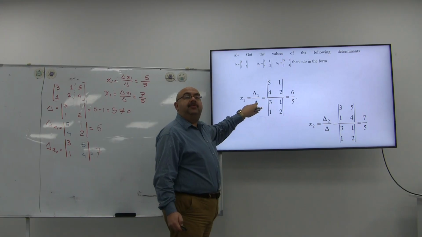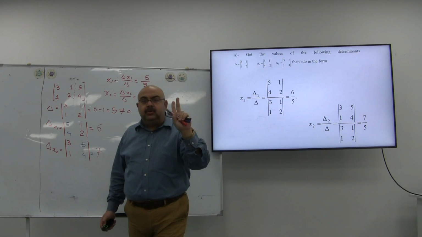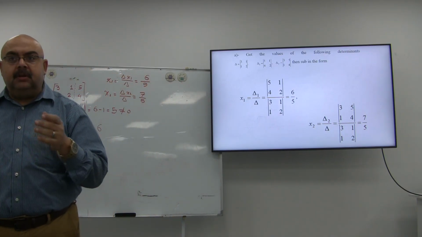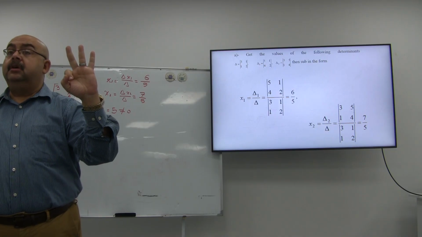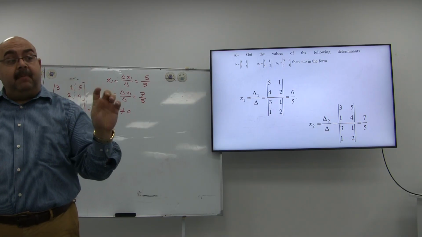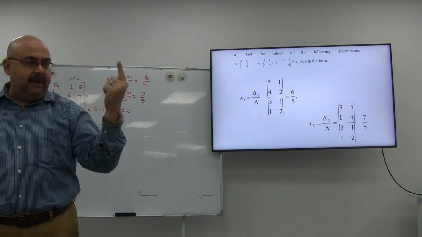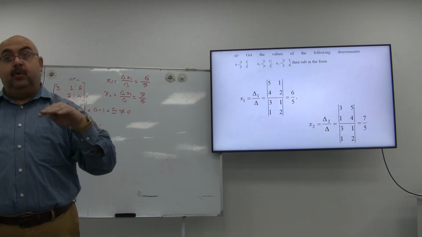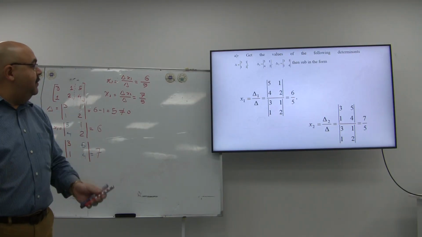Let's do 3 by 3. I was solving a 2 by 2 system, right? A system of 2 equations with 2 unknowns. How many determinants did I evaluate? 3 determinants. So the number of determinants usually exceeds the dimension of the equations by 1. So solving 3 by 3, you will evaluate 4 determinants, each one of them a 3 by 3.